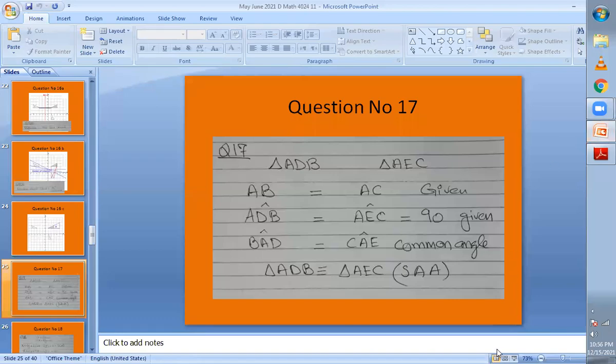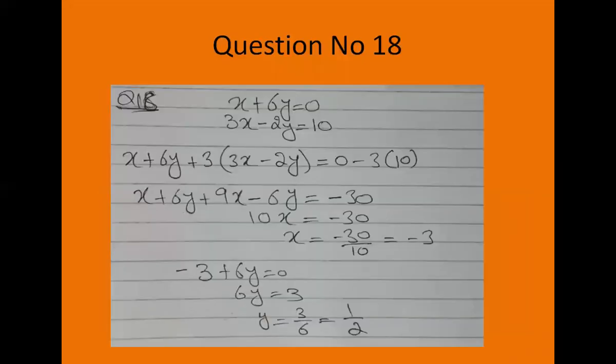Okay, so let me show you how I have done this. x plus 6y equals 0, 3x minus 2y equals 10. I will try to make the coefficient of y the same. So the left side of the first equation plus 3 multiplied with the second equation's left side equals 0 plus 3 times the second equation's right side. So you will have x plus 6y plus 9x minus 6y equals 30. So 6y and minus 6y will be gone. x plus 9x will be 10x equals 30. x will be 30 divided by 10. x will be 3. So now I got the value of x.